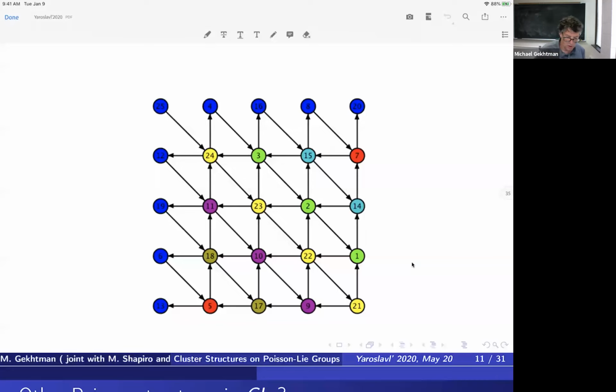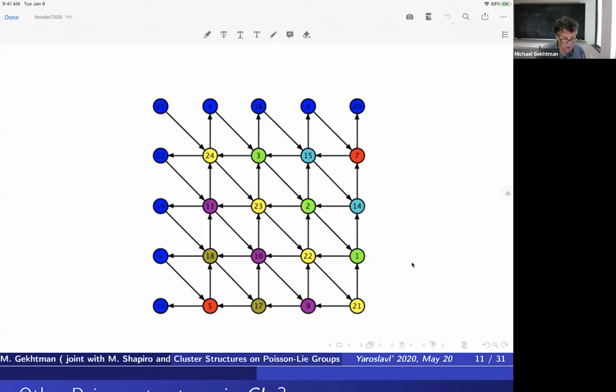In particular, in vertex number 21, we just have x55. In vertex number 22, we have the minor formed by rows and columns 4 and 5. In vertex number 11, we have the minor formed by the last 3 rows and columns 2, 3, and 4.